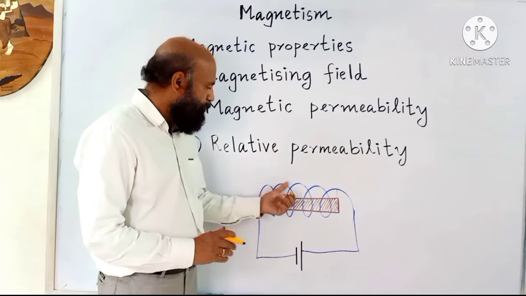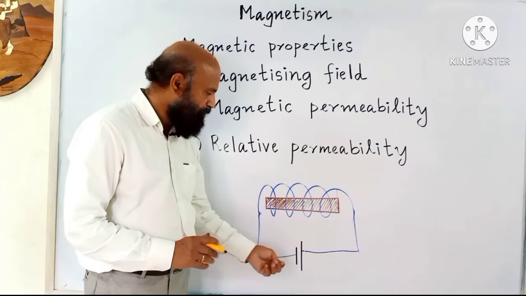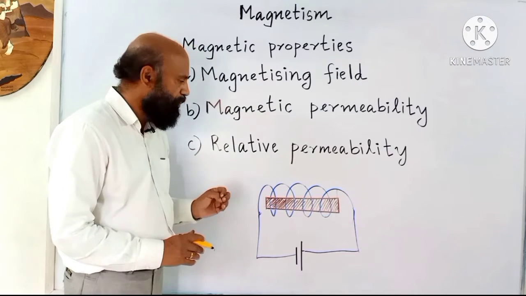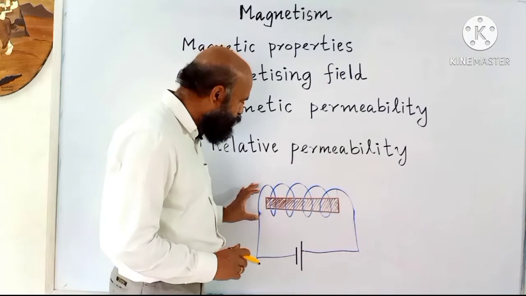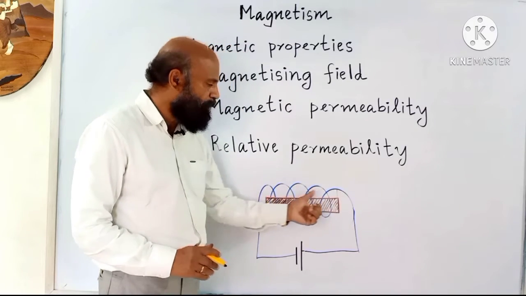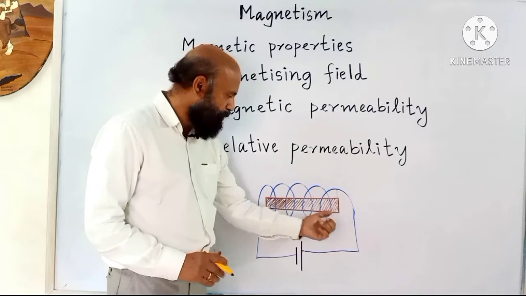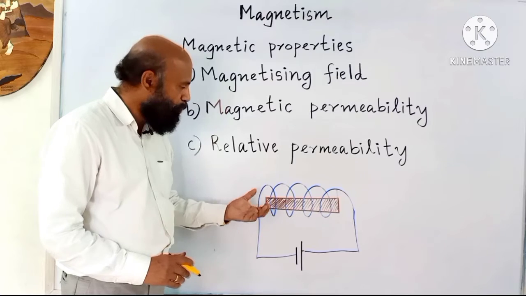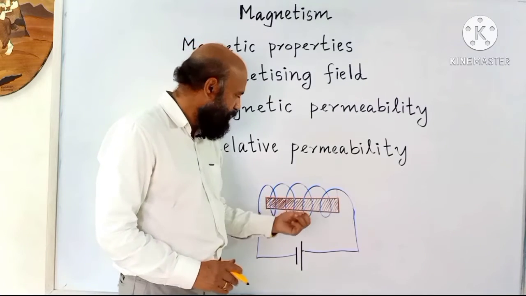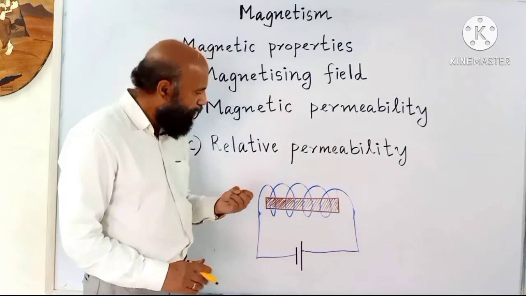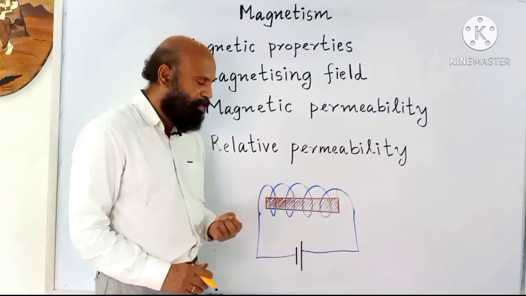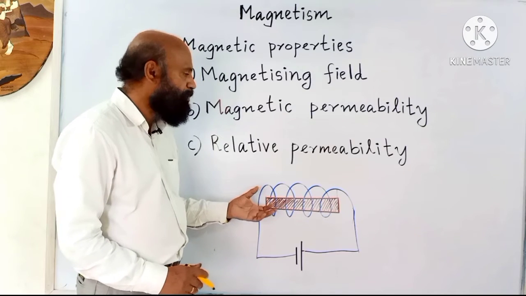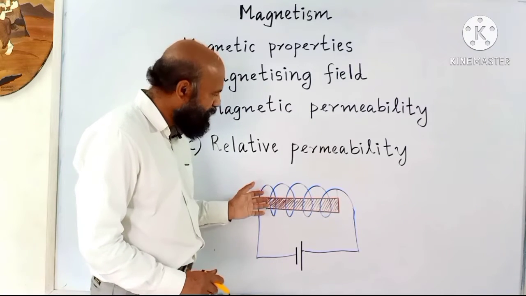Here there is a coil and it is connected to a battery. So because of the current flowing through this coil, there will be a magnetic field. A specimen or a sample is kept in this field. Whether it will be magnetized or not depends on the type of the material. First you keep aluminium, then you keep iron. So different materials will be magnetized to different extent.